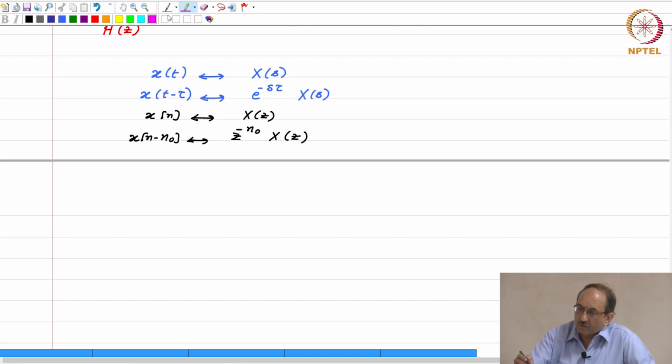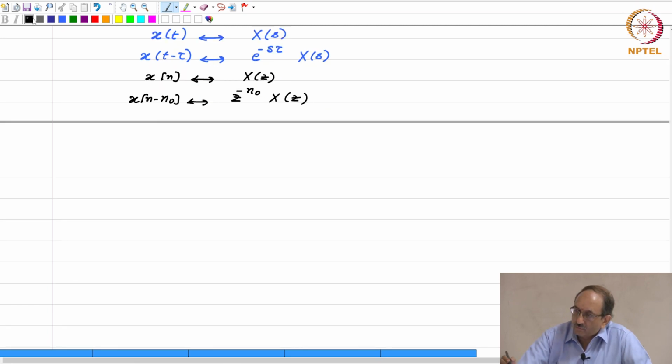This is very important to keep in mind, that the only class that can be realized in practice are the class of rational transfer functions. In continuous time, you realize them using R, L and C. In discrete time, for realization you need multiplier and delay elements. You can realize systems with rational transfer function. Now, continue with the delay property.